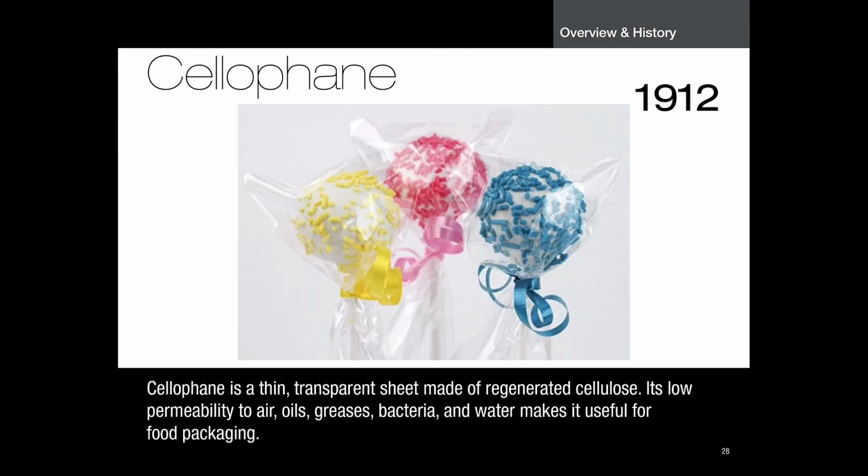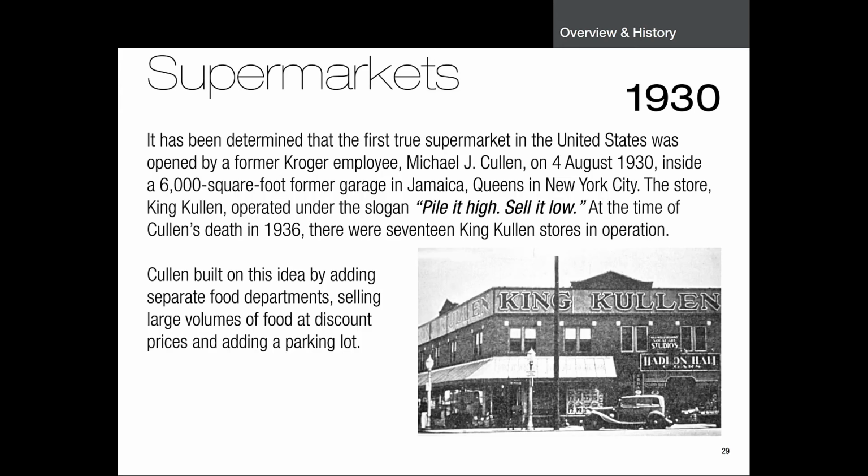1912, we get the invention of cellophane. So if you've ever bought any candy, you're familiar with that. It's a clear plastic or a clear cellulose material that allows you to seal out air to keep food fresh, but also allows you to see through it so you can see what the food looks like.